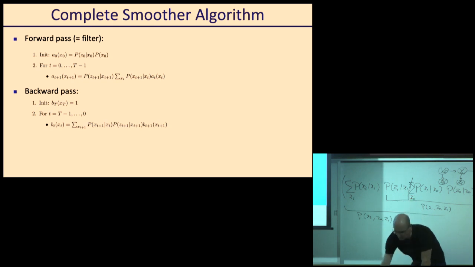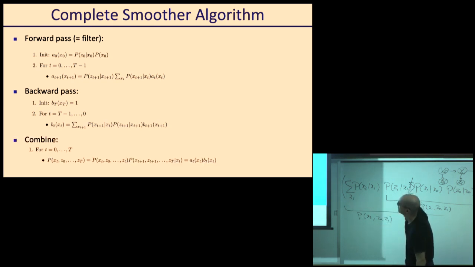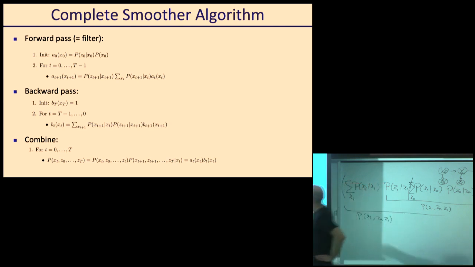And once you have those, you can combine them to get the distribution for the variable xt jointly with all evidence at all times. Now, one thing that might come up in practice is that as you run this, the way it's shown here, even though mathematically it's the simplest way, you might run into numerical problems.